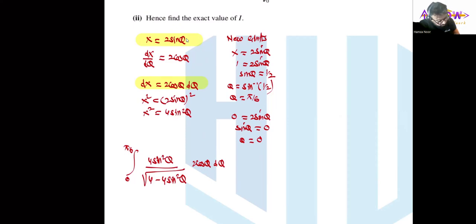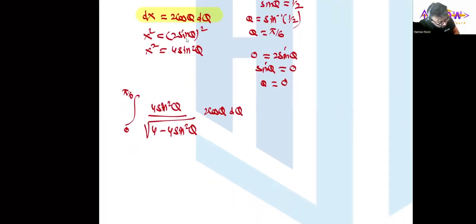So now in the very next step, what I can do is 4 sine squared theta divided by, inside the square root, I can take 4 as common, multiplied by 1 minus sine squared theta. And this whole fraction is multiplied by 2 cos theta multiplied by d theta.